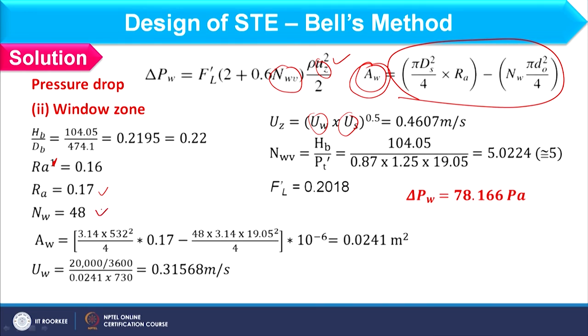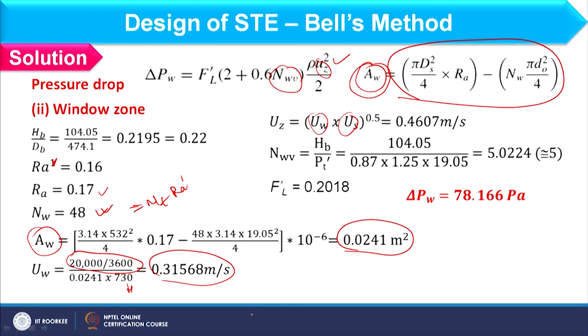So, that should be equal to 48 and its value should be N2 equal to NT into RA dash. Considering this, we can find out AW, which is coming as 0.0241 meter square. Once you have AW value, you already know the mass flow rate in shell side, that is of kerosene, and density of the kerosene. You can find out UW as 0.31568 meter per second.